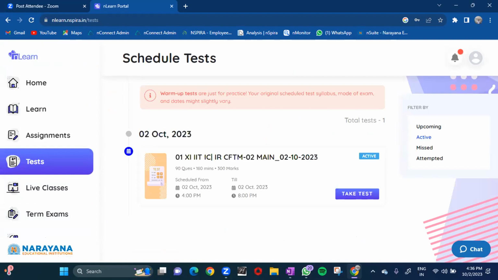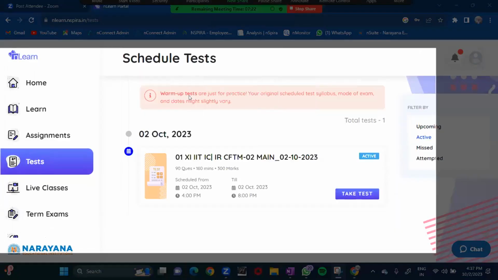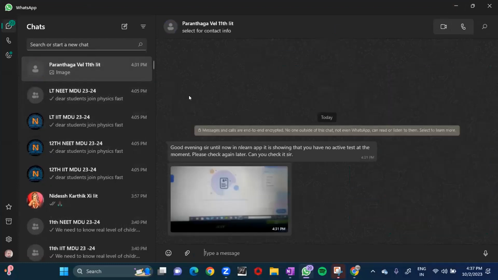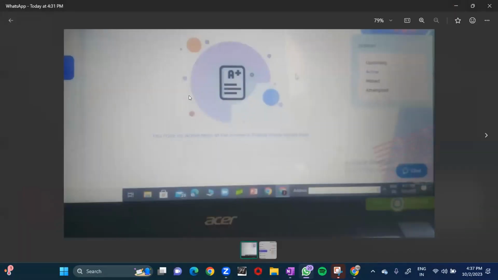Right, test is active only. Test is active. Once refresh. Which system you are using? Laptop? Exactly, you installed the nLearn app only. Website only. I'm also opening in website. See, I will send the screenshot. See, it is opened, it's active, just active. You refresh it or else re-login. Close everything and re-login. Password same only, tested the red one. All are small only. Okay.